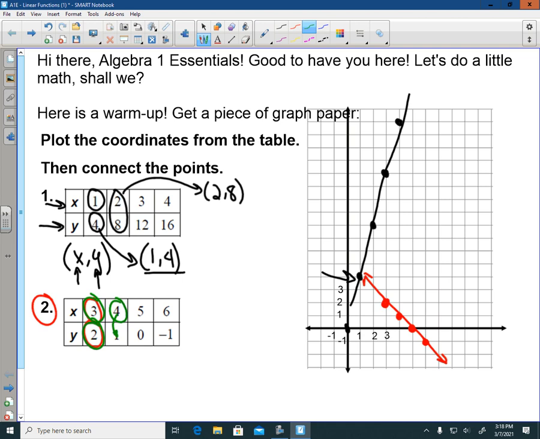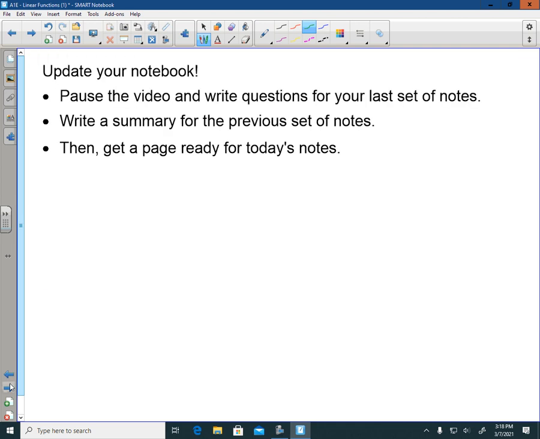Lines are functions. When we are talking today, we're going to be talking about a particular type of function called the linear function and how you can tell if it's a linear function or a nonlinear function. When you have a graph, it's pretty easy. Is it a line? It's a linear function. But from tables, it's a little bit trickier. So before we get there, though, let's work on that notebook.